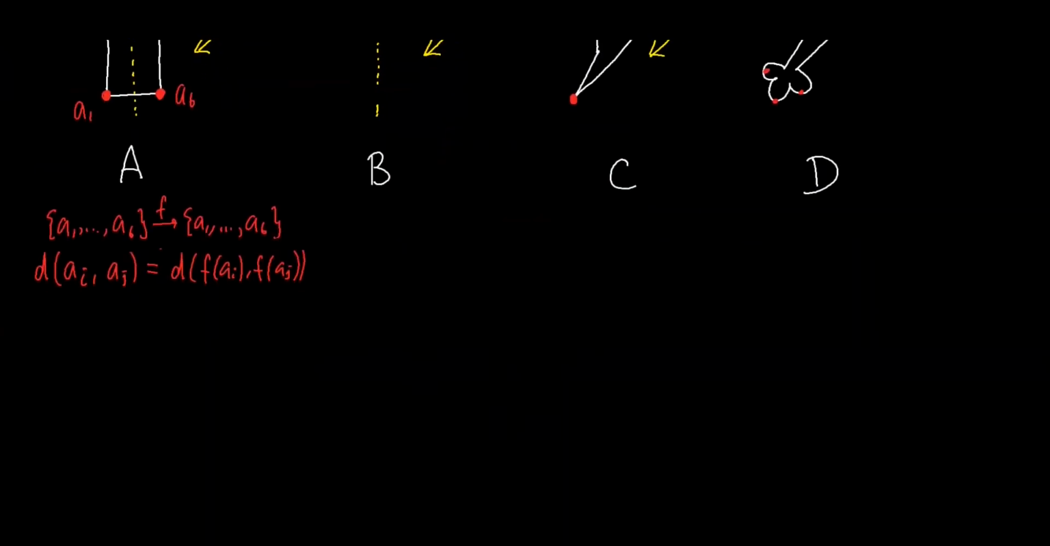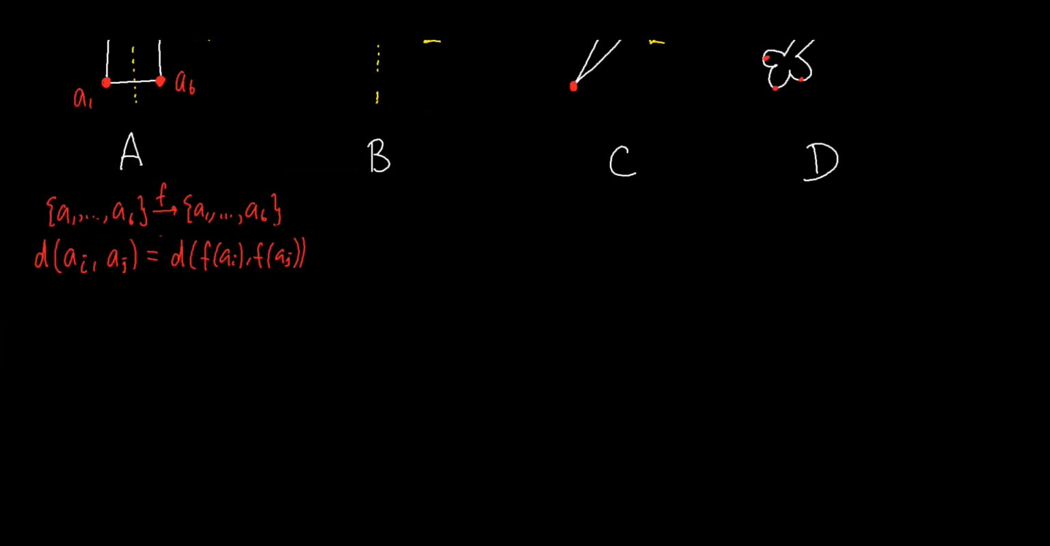Now, if the function preserves distances, then it will have a certain property. It will be a bijection. Why is that? So we take a special case of this equality, the preservation of distances equality. The special case where the two points that we're measuring distance between have the same value.